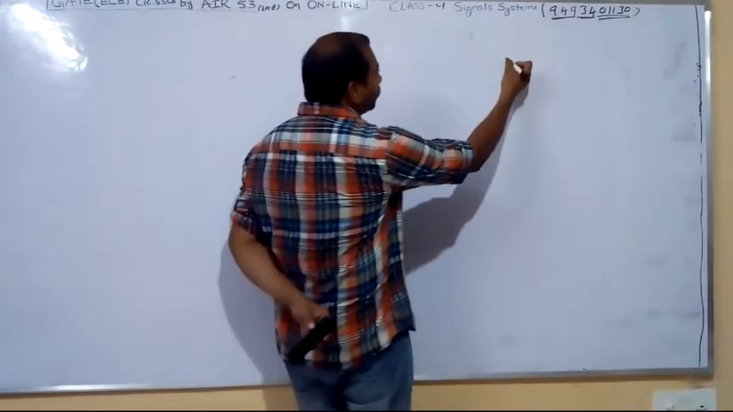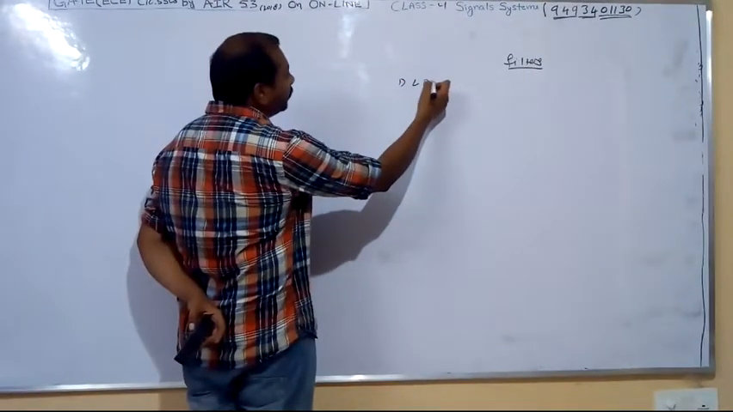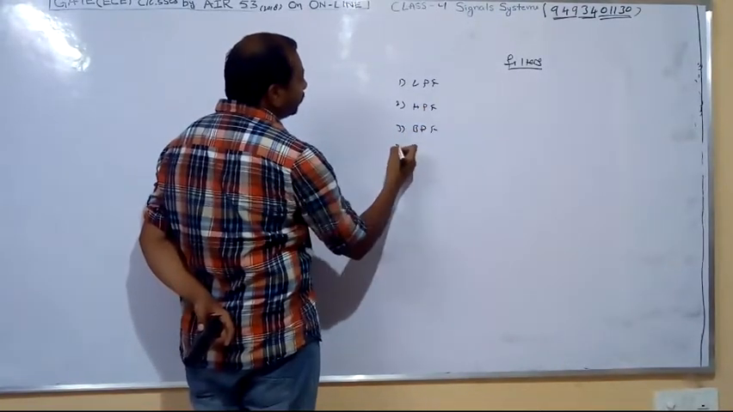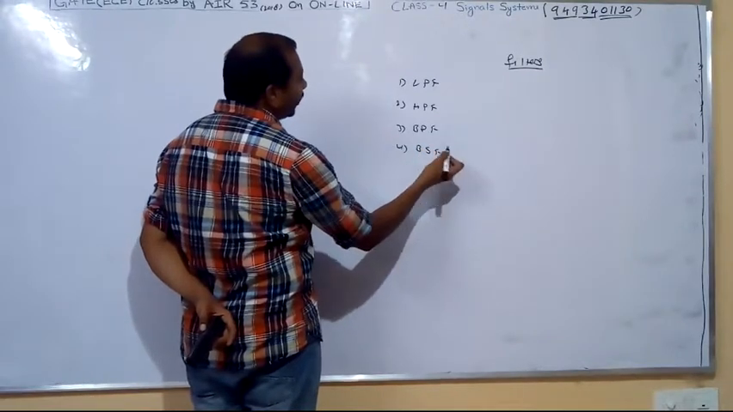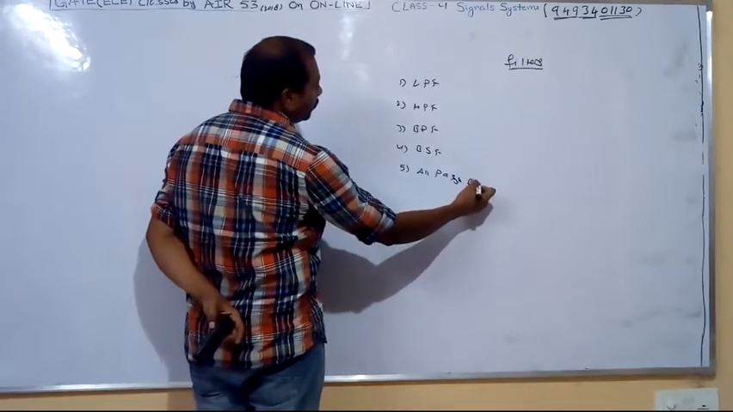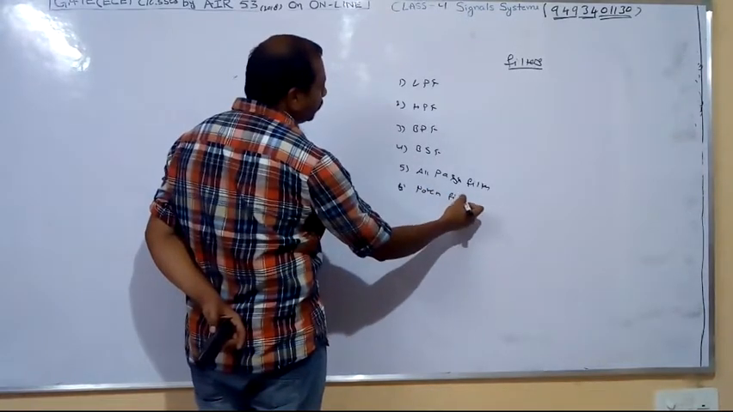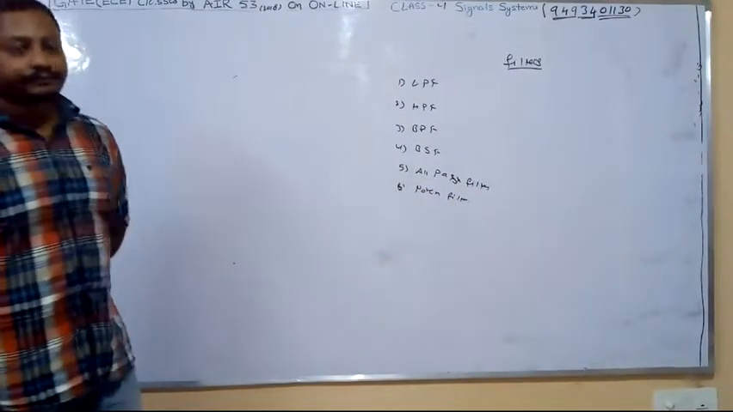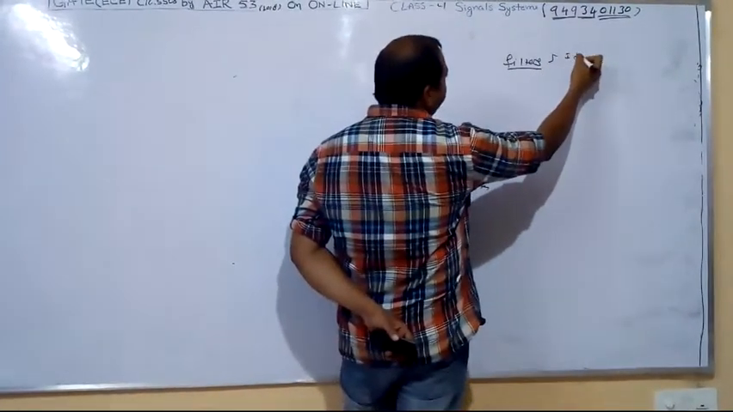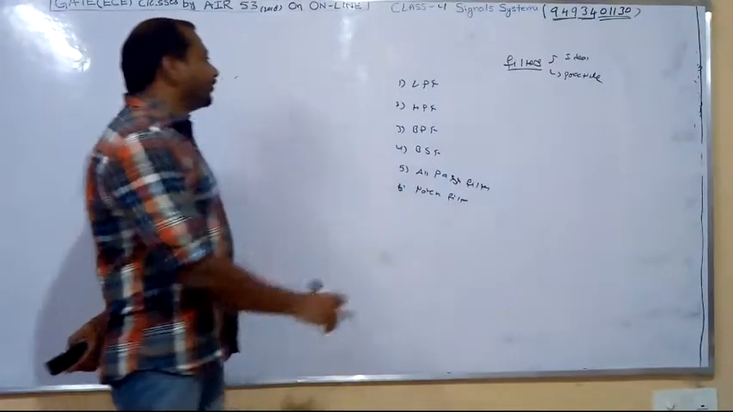Next, filters. First one is the low pass filter, high pass filter, band pass filter, band stop filter or band reject filter, all pass filter, and notch filter. All the filters are of two types, ideal and practical. Now we will discuss the low pass filter.